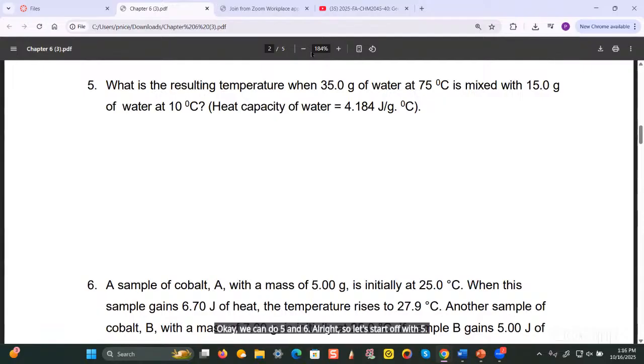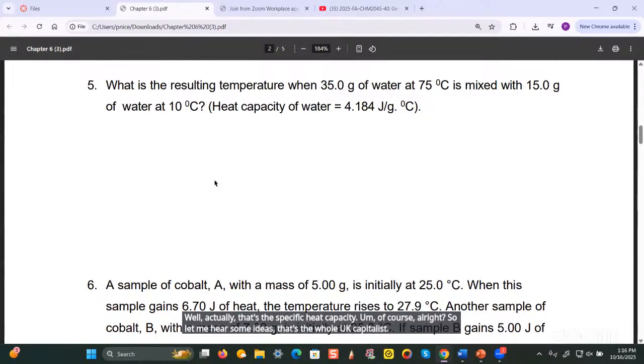What is the resulting temperature when 35.0 grams of water at 75 degrees is mixed with 15 grams of water at 10 degrees Celsius? All right, and again, it gives you the heat capacity. Well, actually, that's the specific heat capacity of water. All right, so let me hear some ideas as to how you tackle this.